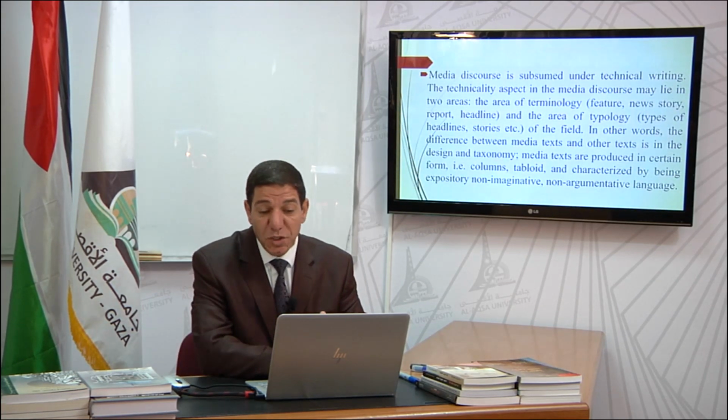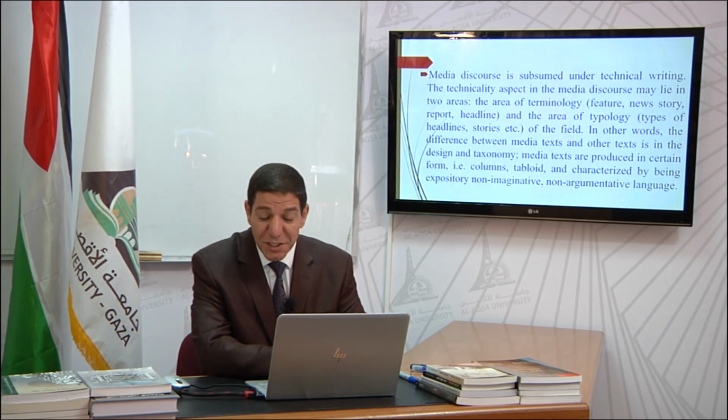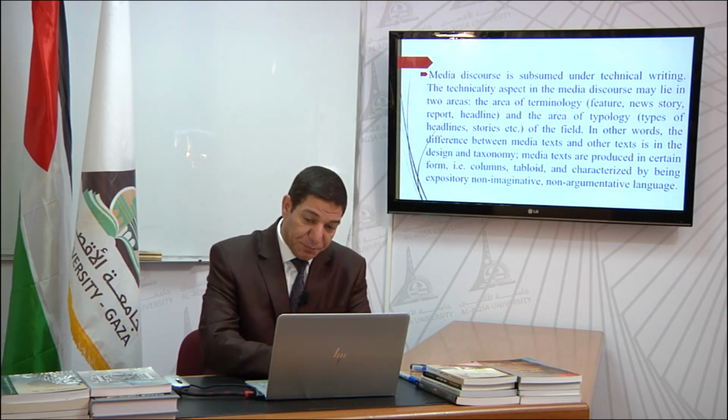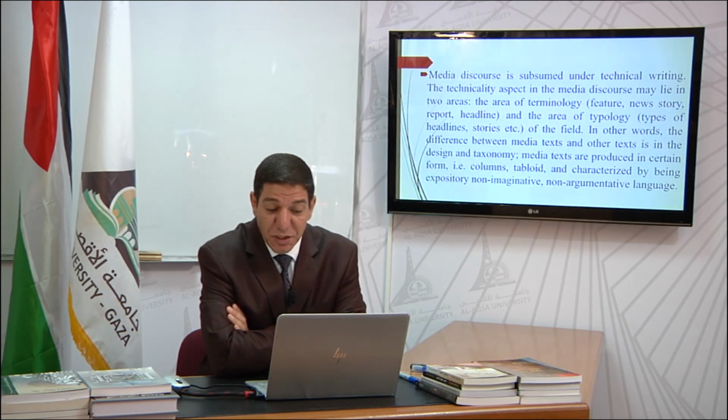Media discourse is subsumed under technical writing, as we've mentioned before, and that's true. The technicality aspect in media discourse may lie in two areas: the area of terminology (feature, news story, report, headline, okay?) and the area of typology. So we have the area of terminology and the area of typology, types of headlines, stories of the field. In other words, the difference between media texts and other texts is in the design and taxonomy. Media texts are produced in a certain form, columns, tabloid, and characterized by being expository, non-imaginative, non-argumentative language.